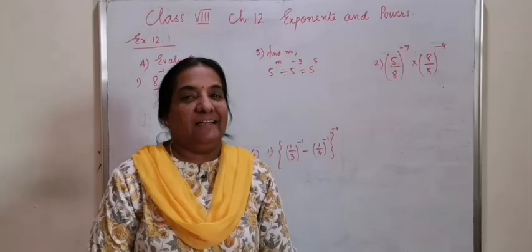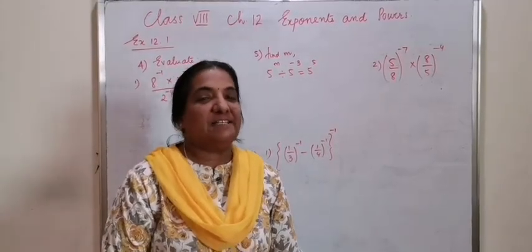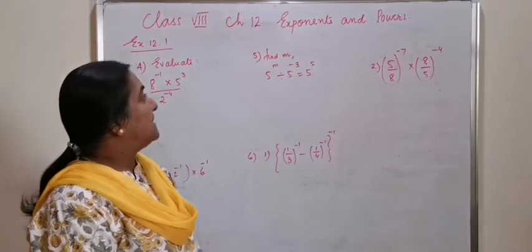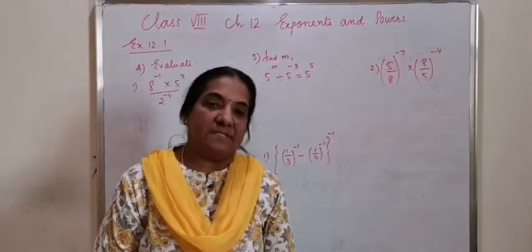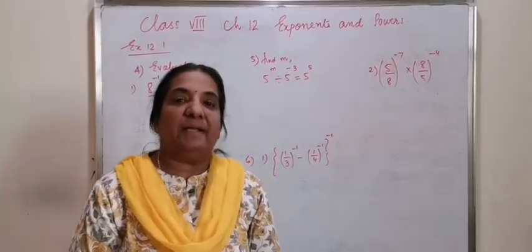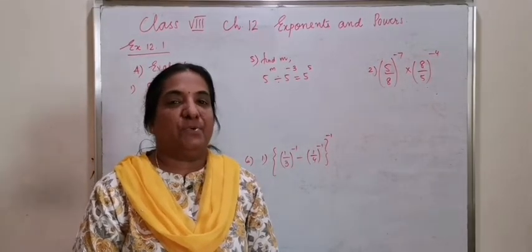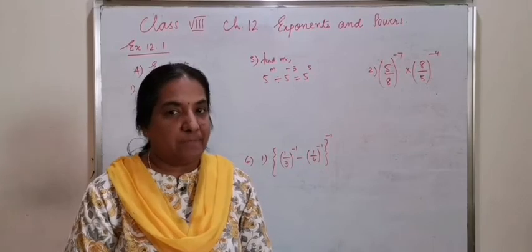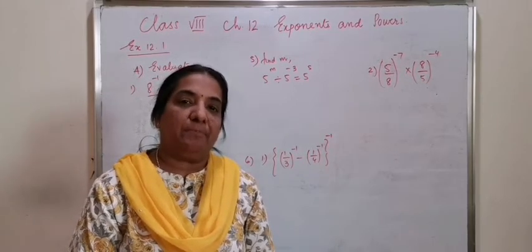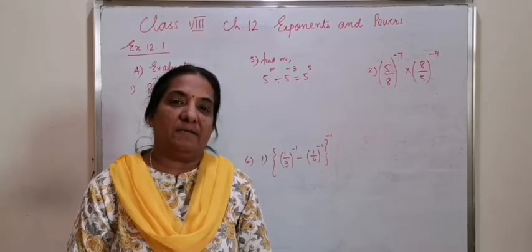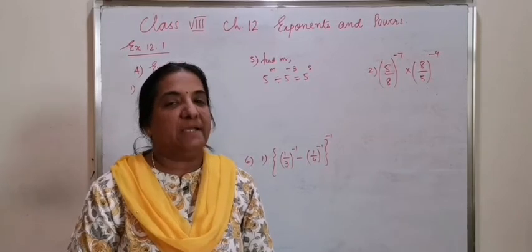Good morning, children. Let's continue with exercise 12.1 from the chapter Exponents and Powers. Again, just reminding you the laws of exponents. a raised to m into a raised to n is equal to a raised to m plus n. a raised to m divided by a raised to n is equal to a raised to m minus n.